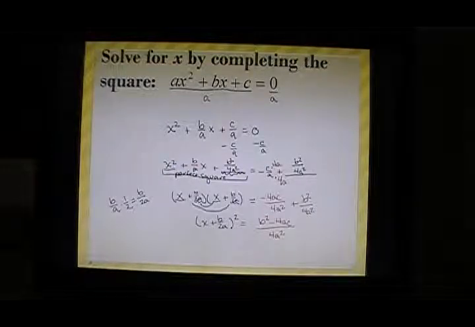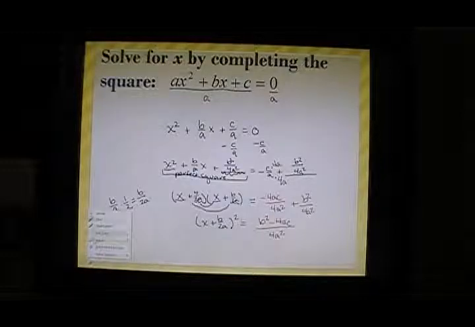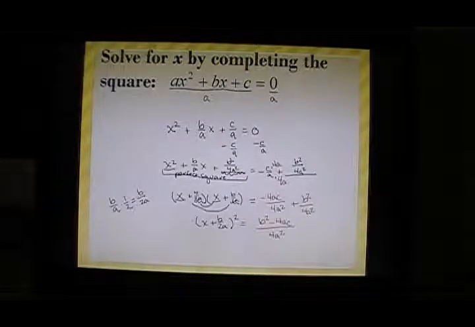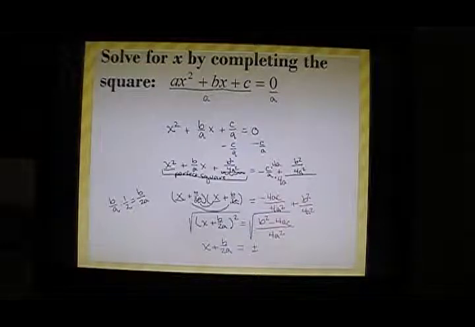Okay, so now we have something squared equals a number, and because we have something squared equals a number, remember a, b, and c all represent real numbers, we can solve by taking the square root of both sides. So on the left-hand side, we've got x plus b over 2a equals, on the right-hand side, we're going to have plus or minus, and then we need to go ahead and break that into the square root of b squared minus 4ac over the square root of 4a squared.